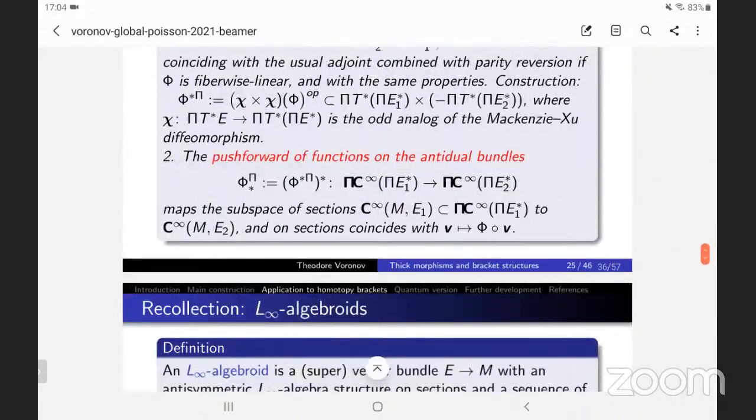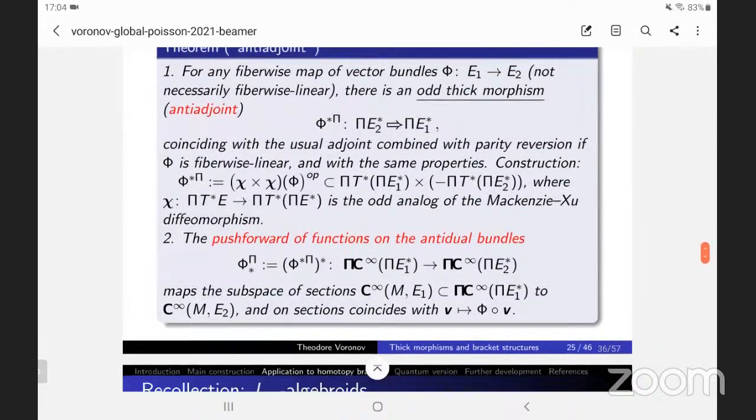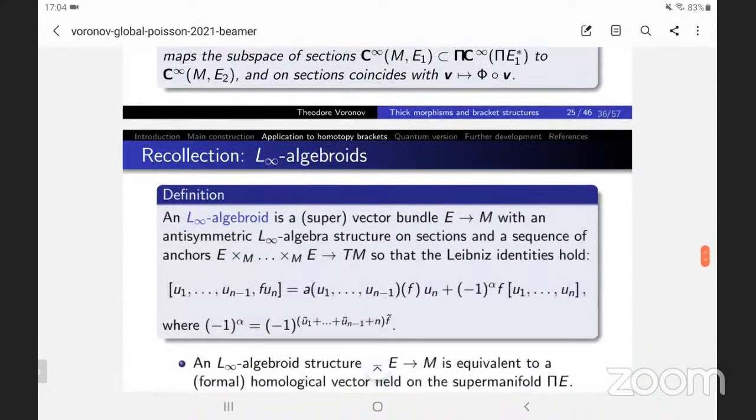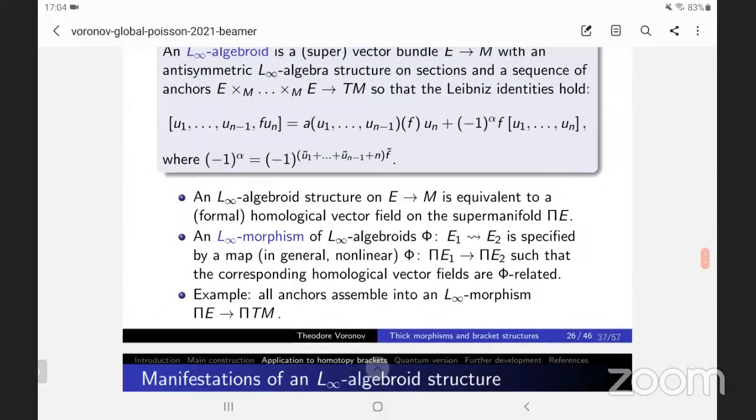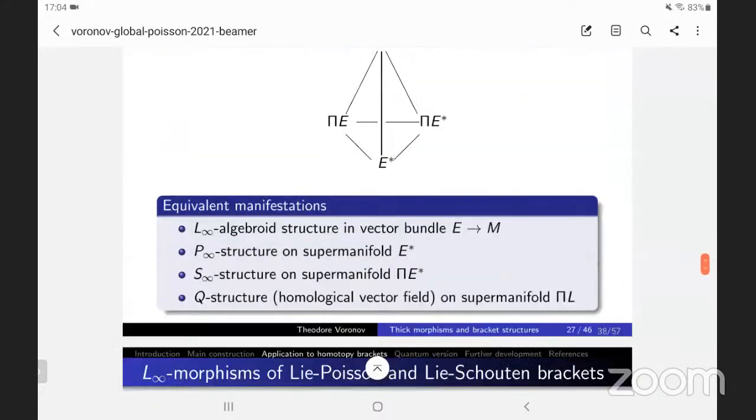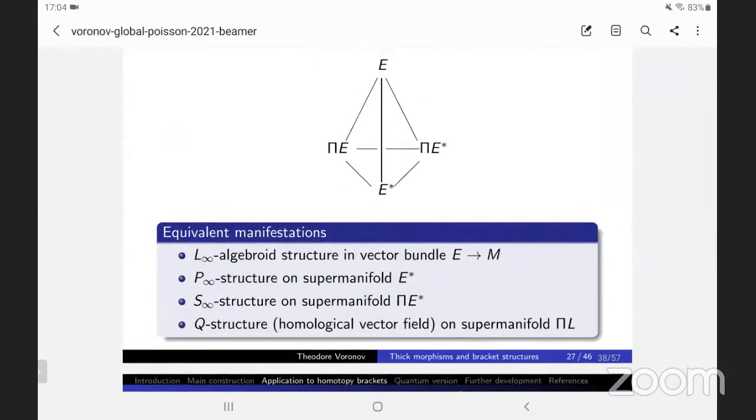I will glide over what's written here. There is also an anti-adjoint, a fermionic version of that. Now, I started to say something about infinity algebroids, so to be able to say something about some other things, I will have to jump over many things. Let me just pause on these equivalent manifestations of an infinity algebroid structure. It is a structure of brackets and higher anchors in a vector bundle, which is equivalent to a particular sort of P infinity structure in the dual bundle and an S infinity structure in the anti-dual bundle, pi star, and a homological vector field on pi L.